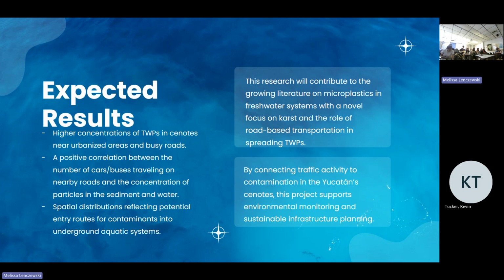And then to see the bigger picture, this research will contribute to the growing literature on microplastics and freshwater systems. There is a novel focus on karst and road-based transportation spreading tire particles. By connecting traffic activity to contamination and the ecotoxicity of this, the project will support environmental monitoring and sustainable infrastructure planning. So that's the forward view there.